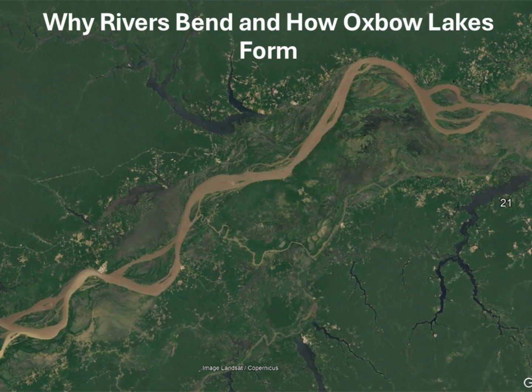Once you learn to recognize them, meanders and oxbow lakes become some of the easiest features to spot in the landscape around the world.